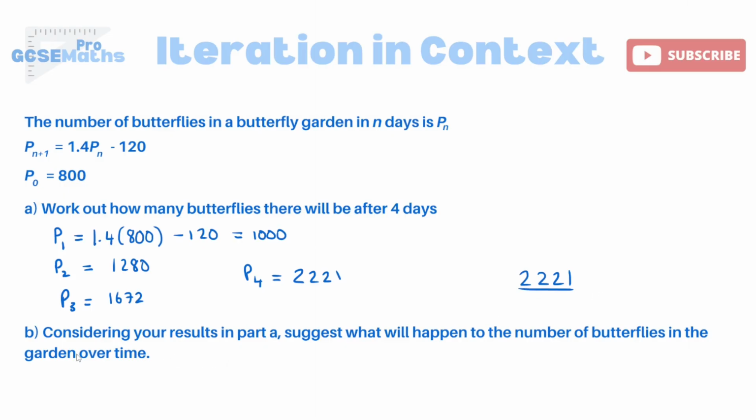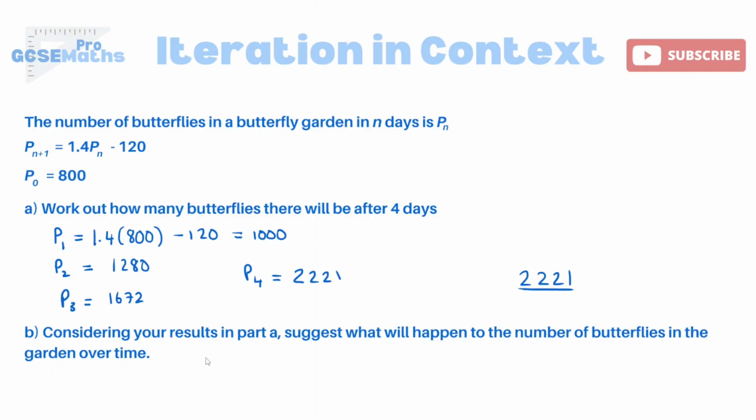2,221. Now, we have got part B, which is a worded question. Considering your answers in part A, suggest what will happen to the number of butterflies in the garden over time. So just look at the pattern. What has happened? We started with 800, then 1,000, 1,280, and so on. What is happening over time to the population? Just think of the most basic way to explain it.